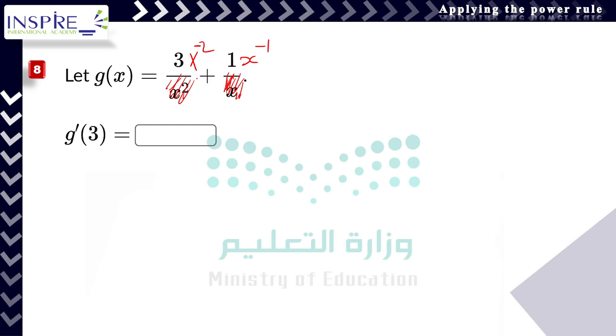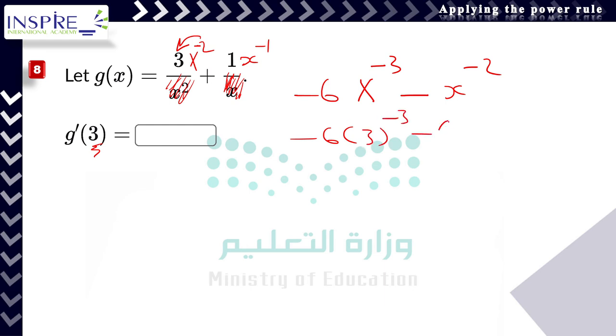And then apply your power rule. It will be negative 2, put it as a coefficient. You already have a coefficient, multiply both of them, so it will be negative 6. And then subtract 1 from negative 2, it will be negative 3. Do the same here, negative 1 times positive 1, it will be negative 1. And then subtract 1 from the power, it will be negative 2. Plug in your numbers, so it will be negative 6 times 3 to the power negative 3 minus 3 to the power negative 2.